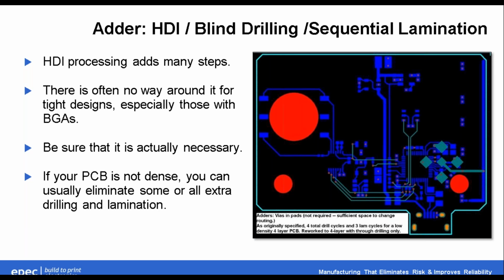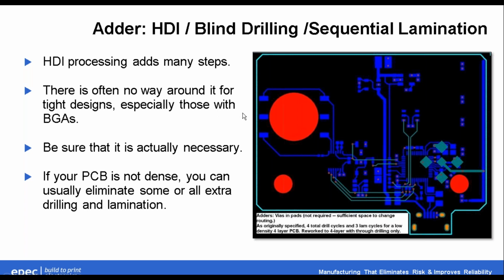Another adder is high density interconnect with blind drilling and sequential lamination. Some boards get to be so dense and some components get to be so small that you need to do drilling that does not go all the way through the board. And if it doesn't go all the way through, you have to drill it in stages before the board has been completely laminated together. So HDI processing like that adds many steps.